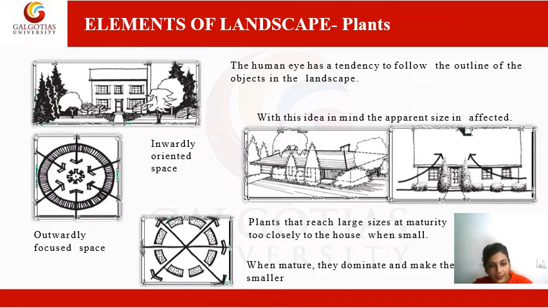Now the human eye has a tendency to follow the outline of objects in a landscape. With this idea in mind, the apparent size is effective. Plants that reach a large size at maturity are often planted too closely to the house when small. When mature, they become dominant, and thin and smaller plants are planted far away from the house.